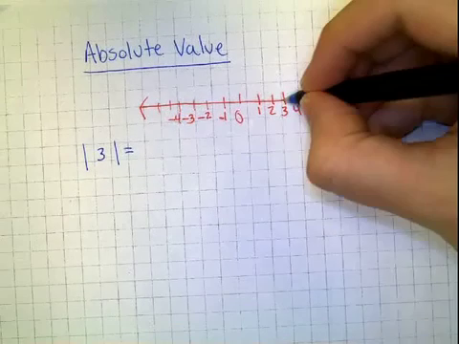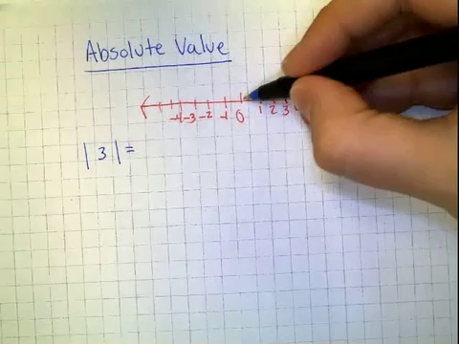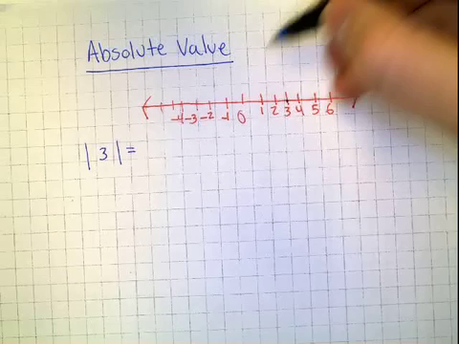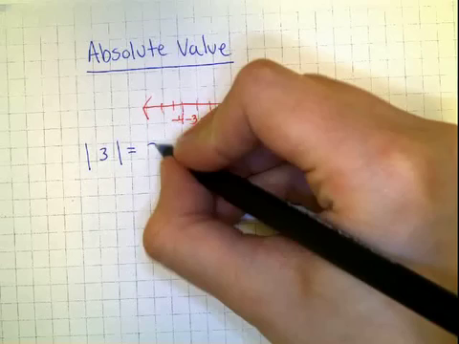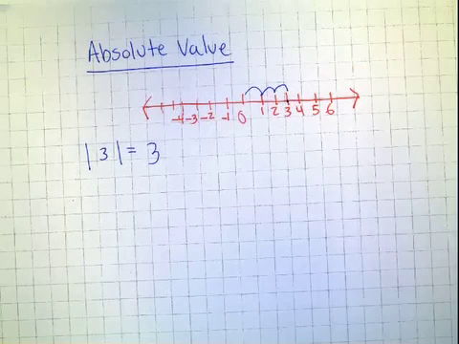Here's 3 on the number line. Here's 0. How far away is it from 0? It's 1, 2, 3. So what's the absolute value of 3? 3. That's how far away from 0 it is.